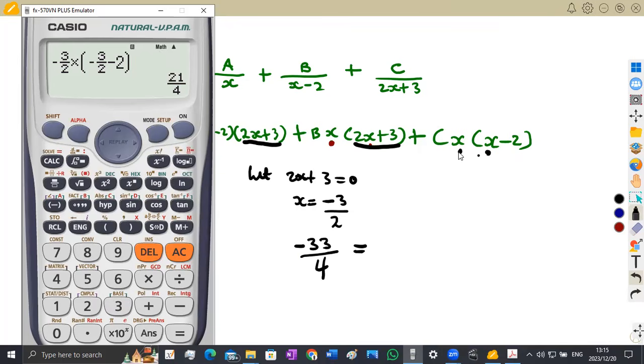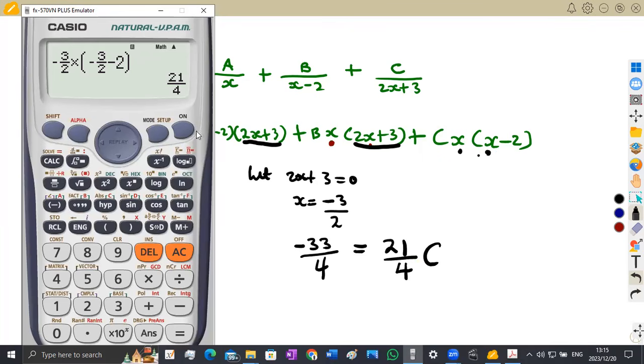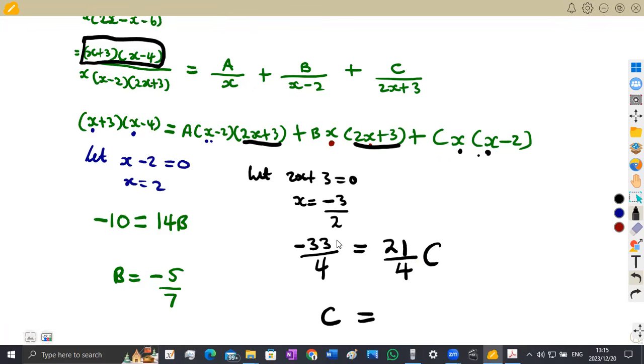21 over 4. So we substitute this part here, which is giving us 21 over 4. Remember that there is a C there, so it's going to be 21 over 4 C. So in order for us to obtain C, what are we going to do? We are going to divide this by 21 over 4. So it's going to be minus 33 over 4 divided by 21 over 4.